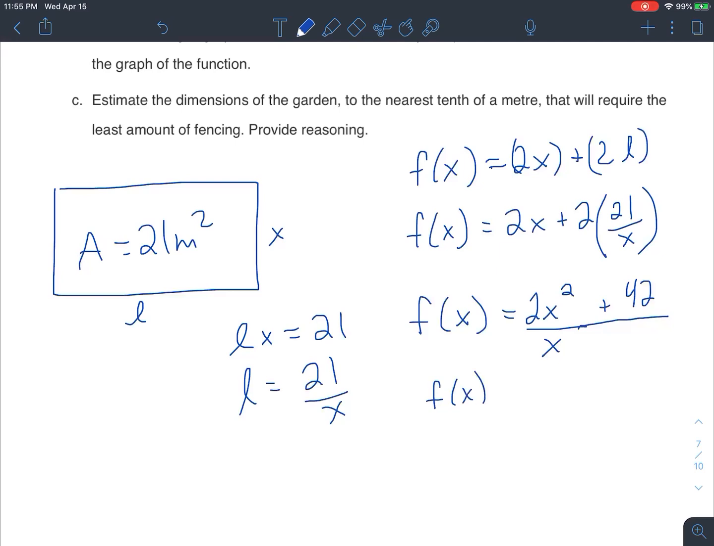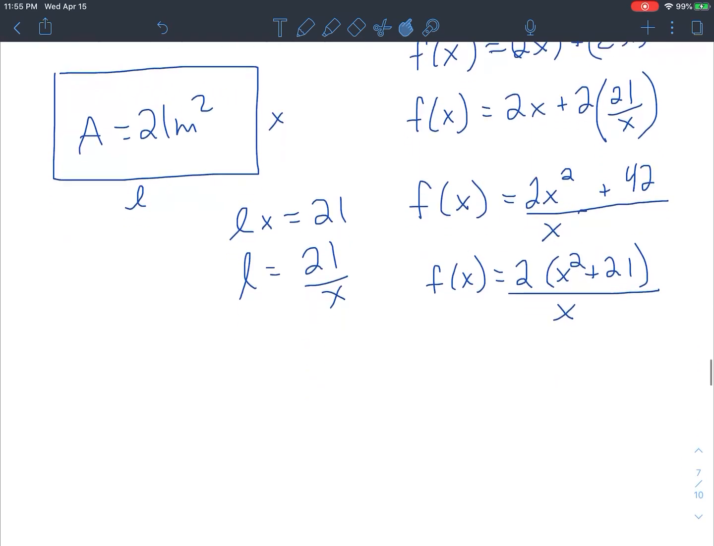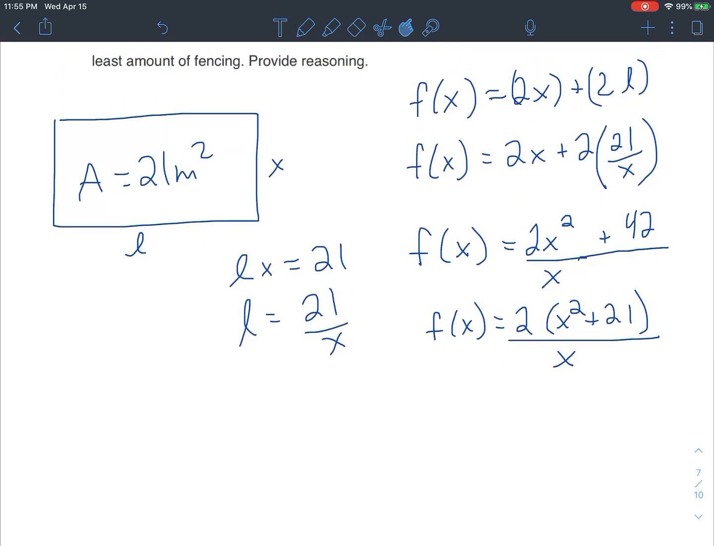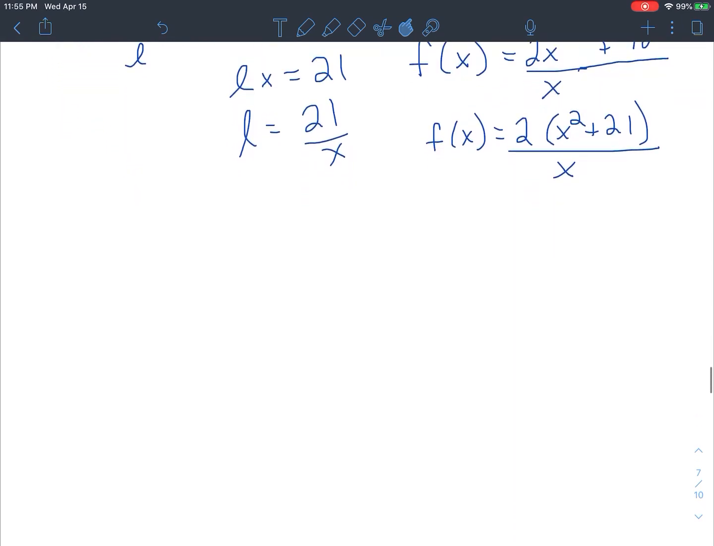F of x. I prefer mine in factored form usually, but I like to have it in both ways. So this is going to be 2x squared plus 42 over x. That'll never actually equal 0 on the top, because x squared plus 21 can never equal 0. So let's see what this looks like. And that makes sense, right? If x was ever equal to 0, there's no way you're going to have an area of 21 meters squared. x could be really, really small, with L being really long, but x being 0 would never work.